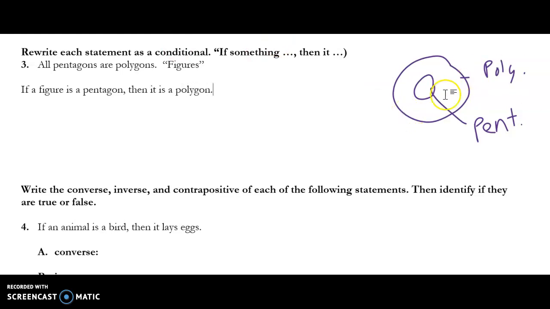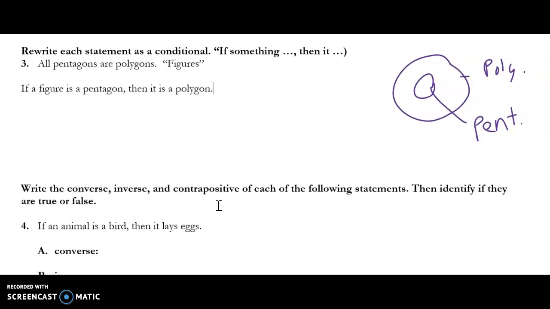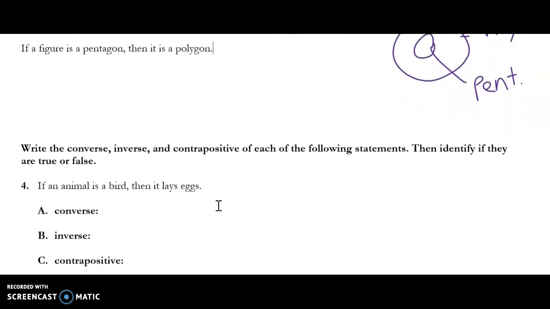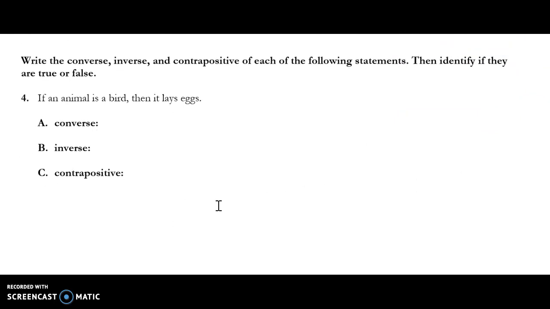Do you have to draw the Venn diagram? No. Does it help sometimes? Sure. If you're trying to answer this on a Google document, you don't need to draw the Venn diagram. You just need to do that on your own paper. Okay? Let's look at this next thing.